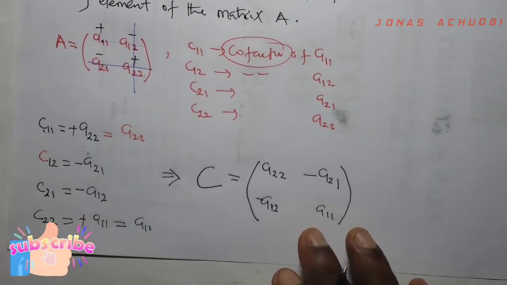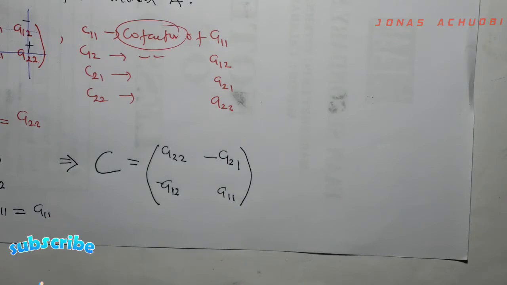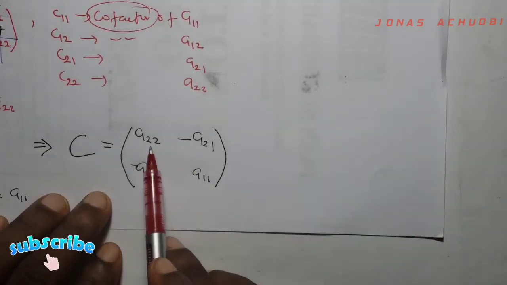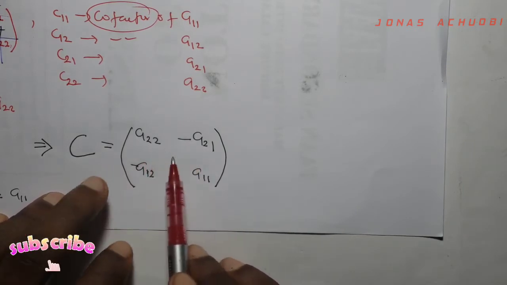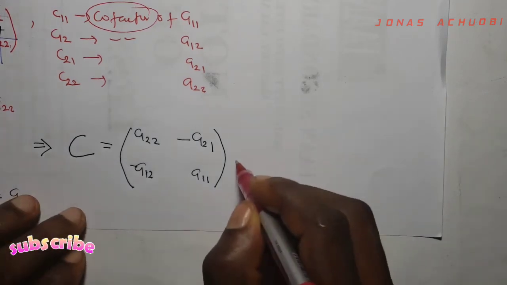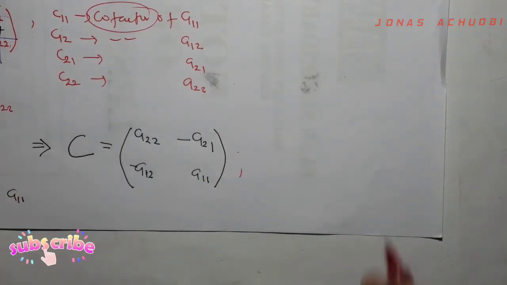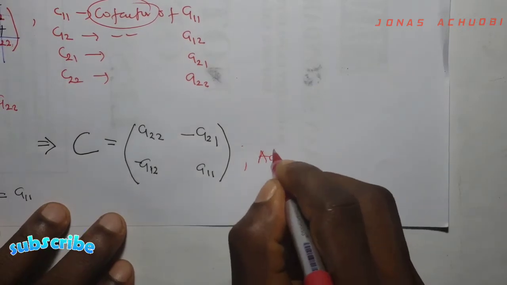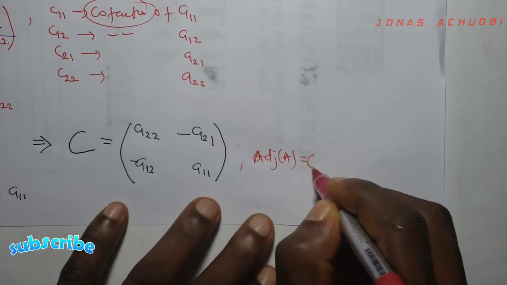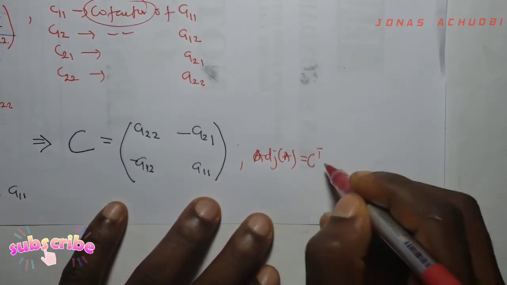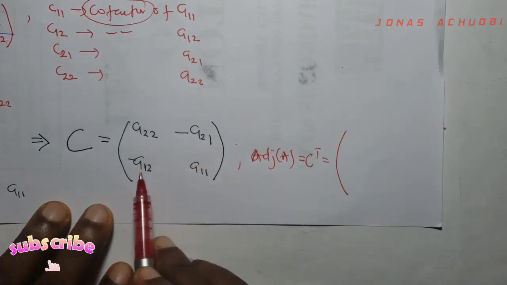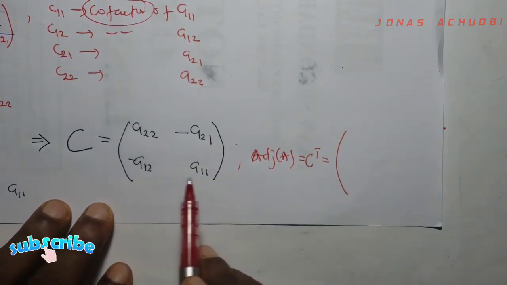So this is what we call the matrix of cofactors. Now you should recall what the transpose of a matrix is. You know, when you interchange the rows and columns of a matrix, what you now have is a transpose of your original matrix. Now, from this we define the adjoint of matrix A. The adjoint of matrix A, which is small adj of A, is equal to the transpose of the matrix of cofactors. And what's the matrix of cofactors? A22, negative A21, negative A12, and A11.